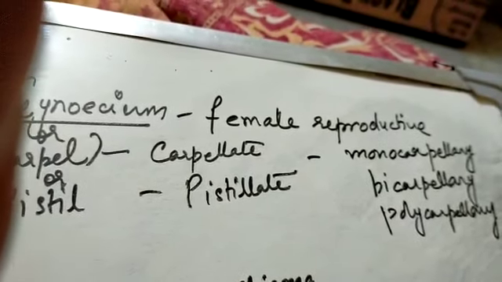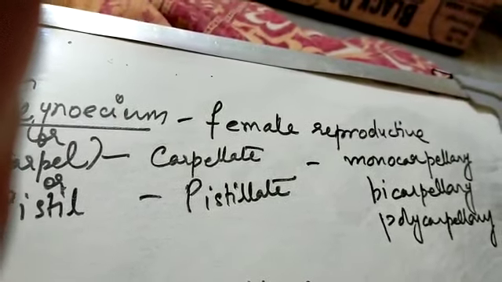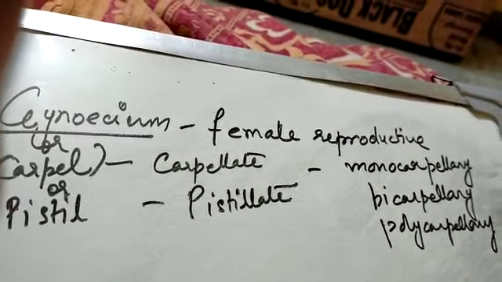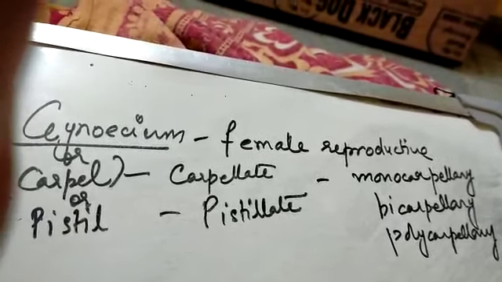Bicarpellary, generally in mustard flowers, which has two carpels present, and if it is more than two carpels, then like in lady's finger, it is polycarpellary. And the position of the ovary also matters.